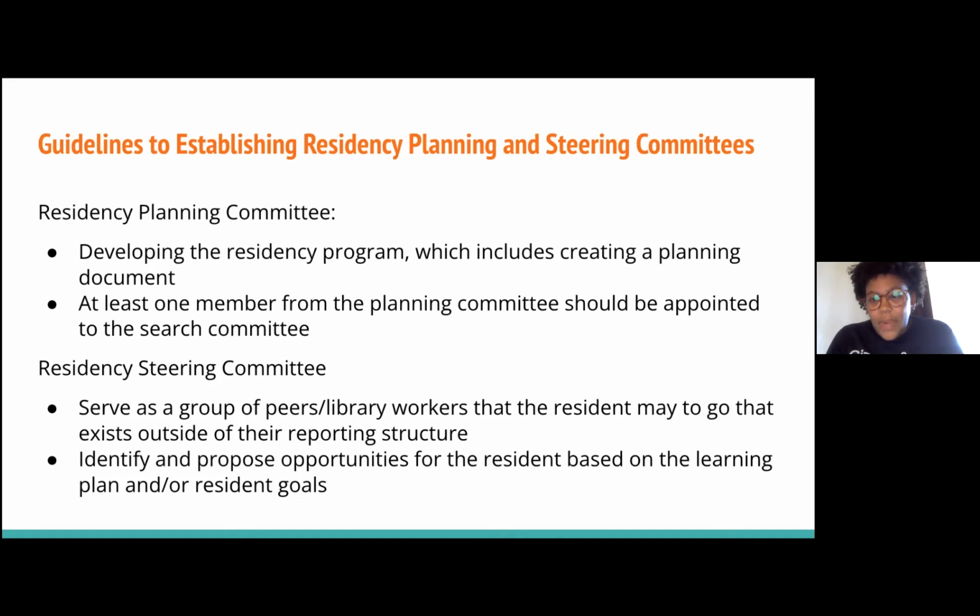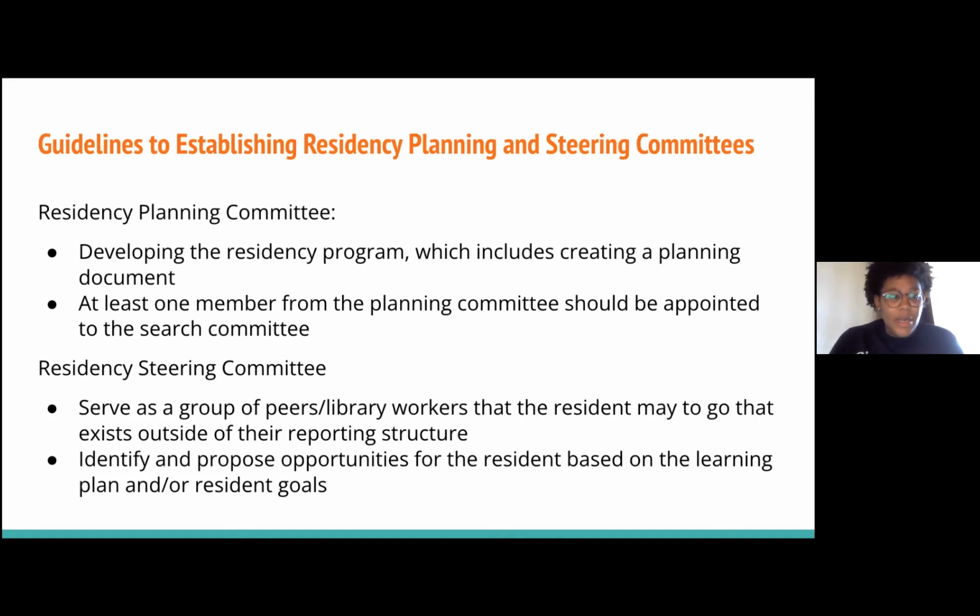The planning committee is going to decide the membership of the residency steering committee. This is a chance to think critically about the purpose and role for each person on the steering committee. At least one member from the planning committee should be appointed to the search committee. The membership of the residency planning committee should be the residency coordinator, such as a dean or chancellor, a university provost, representatives from campus partners that are associated with DEI initiatives.